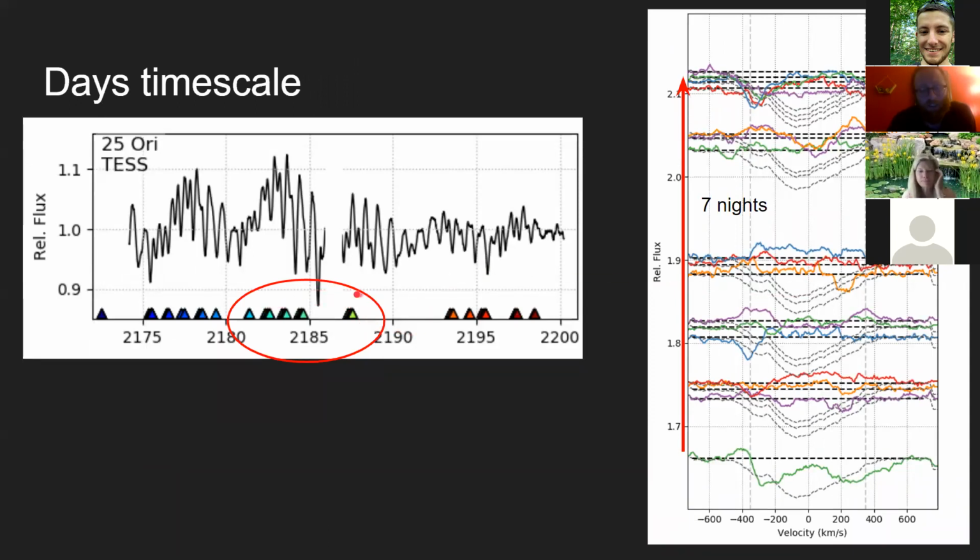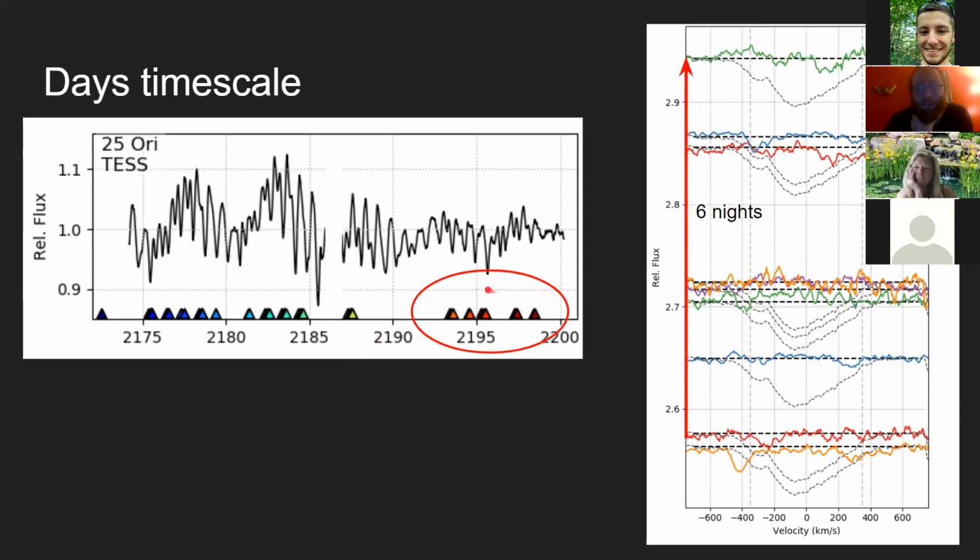Moving on to the next week or so of observations, again still in the high active photometry phase, we see lots of variations from night to night. One thing you might notice is that most of these variations are also in the blue half of the line profile. But we do see changes in the red half of the line profile as well, just not quite as much.